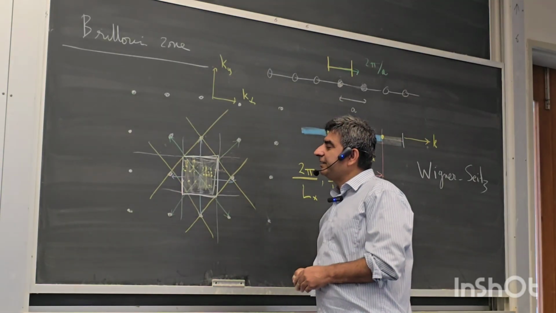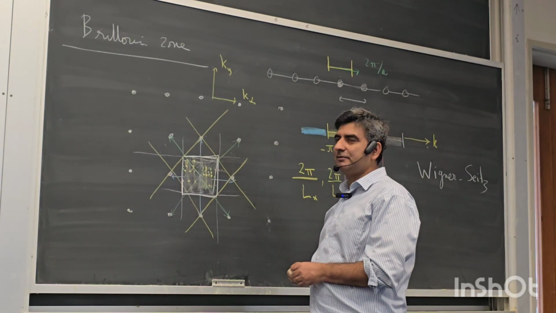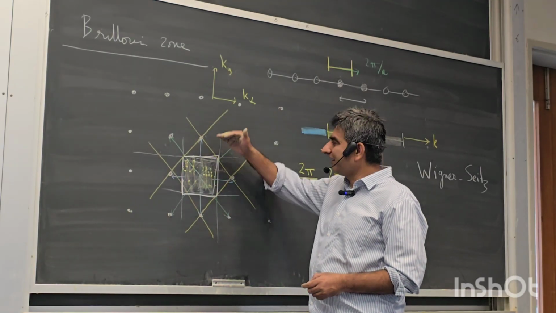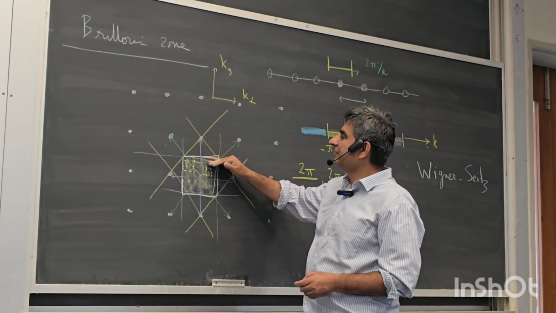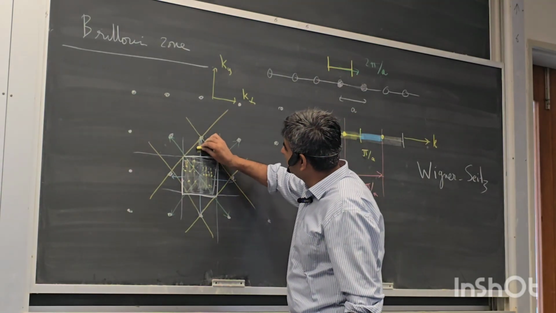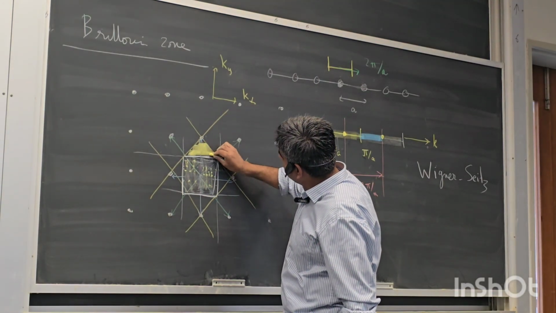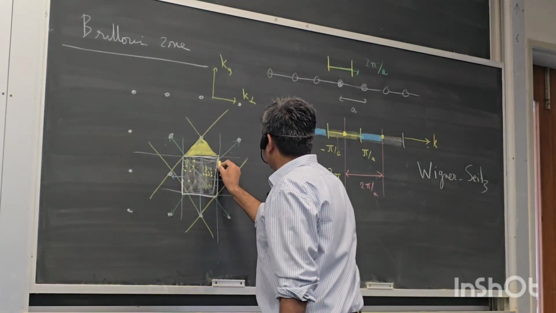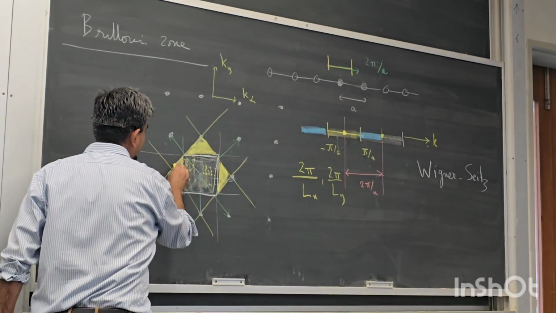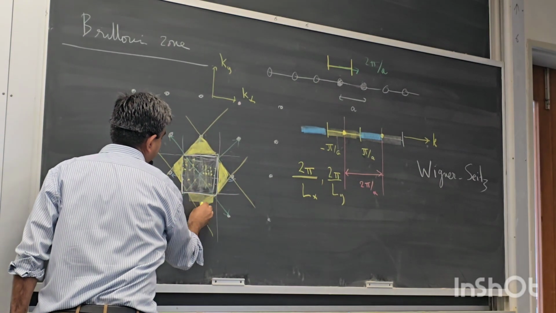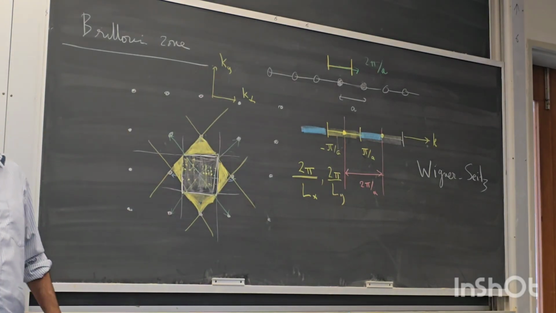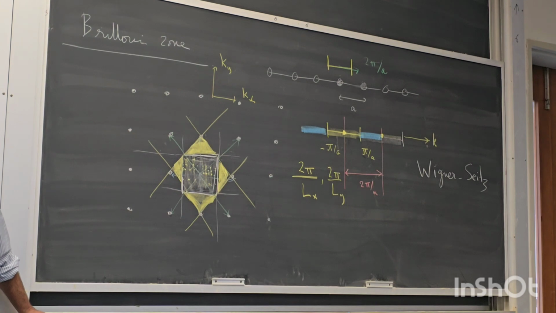Now if I look at the regions that have now been created, which are outside the first Brillouin zone and are circumscribed by these new planes that have been created. So this region here, this region here, this region here, this region here, right? These form the second Brillouin zone.